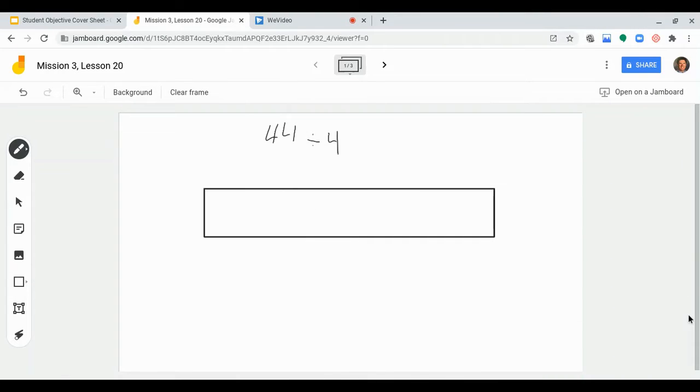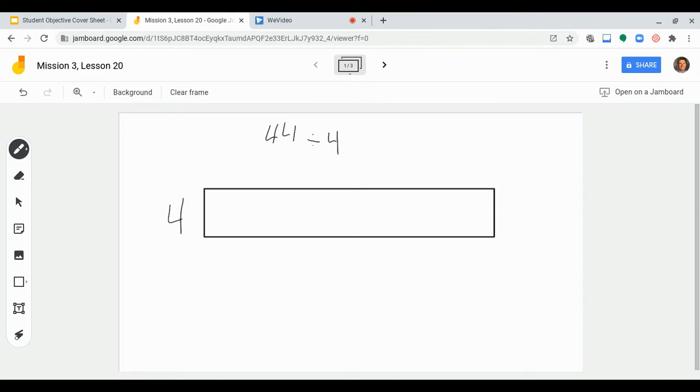The first equation we're going to look at is 44 divided by 4. And again, we're going to use the area model to solve this equation. Area model, remember, area is length times width. So whenever you hear area model, think of a rectangle. We're using a rectangle picture shape to help us solve the problem, in this case to help us solve division. So it's 44 divided by 4.